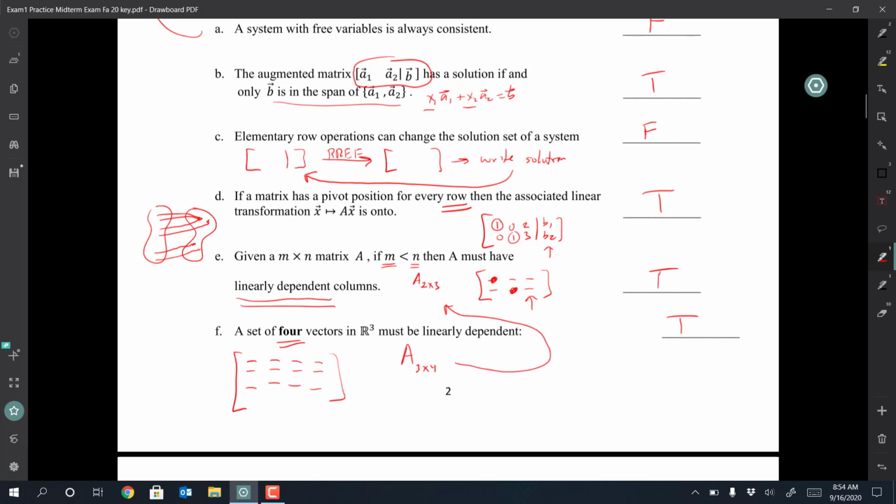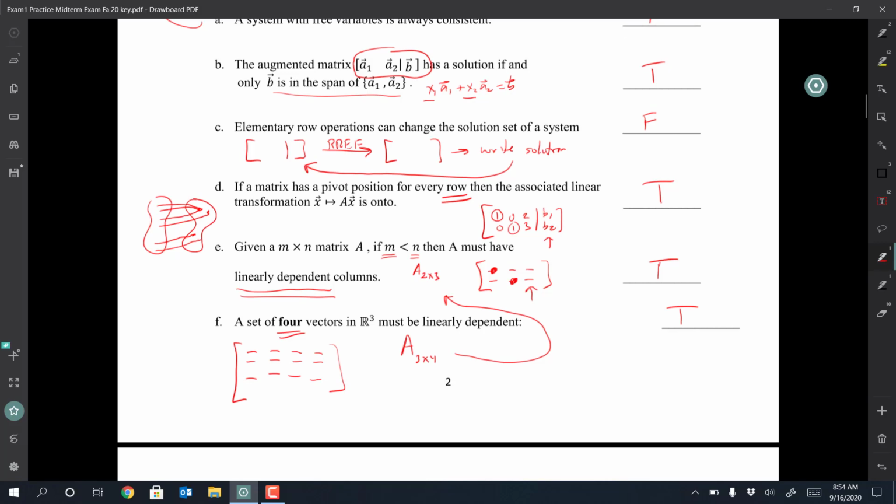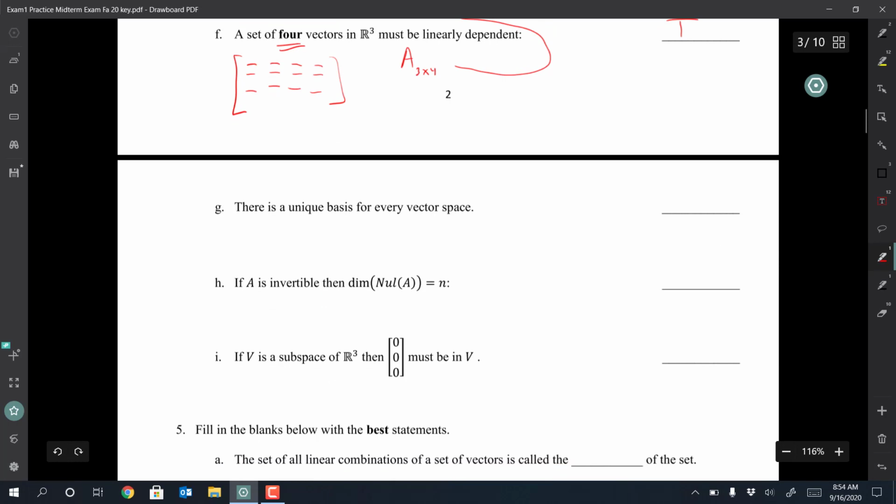So be aware that many of these questions could be rephrased multiple ways. Continuing on, there is a unique basis for every vector space, one and only one basis for every vector space. Well, if you think about a vector space like R2, for example, one example of a basis would be this. Right, my standard basis, my favorite basis here.